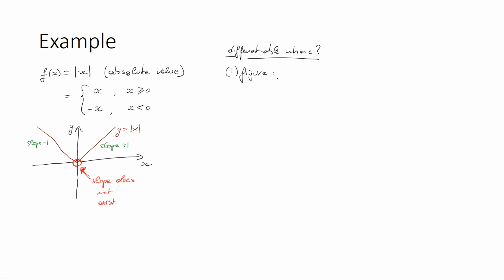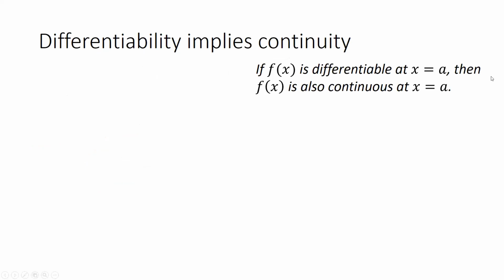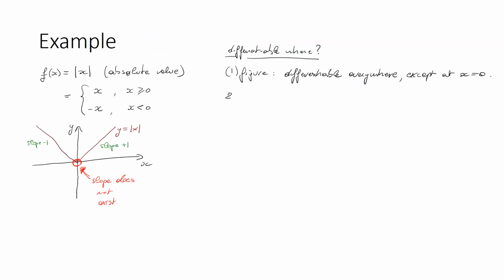So this leads us to believe that if I look at the figure, this function is going to be differentiable everywhere. So it has a slope everywhere except at x is equal to 0. And okay, that's our intuition from the figure. Now let's calculate that. Let's compute the derivative.